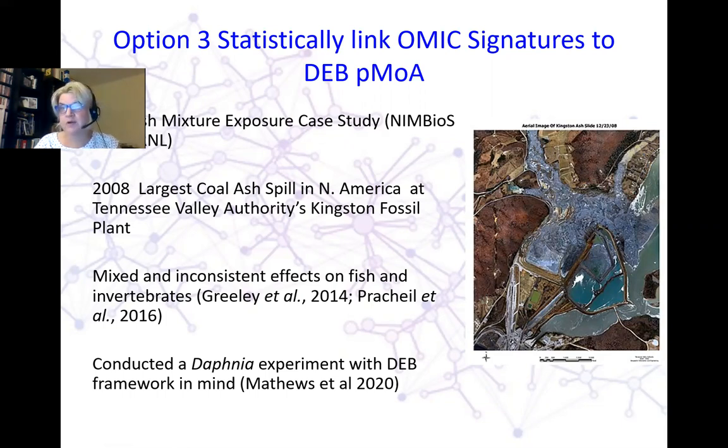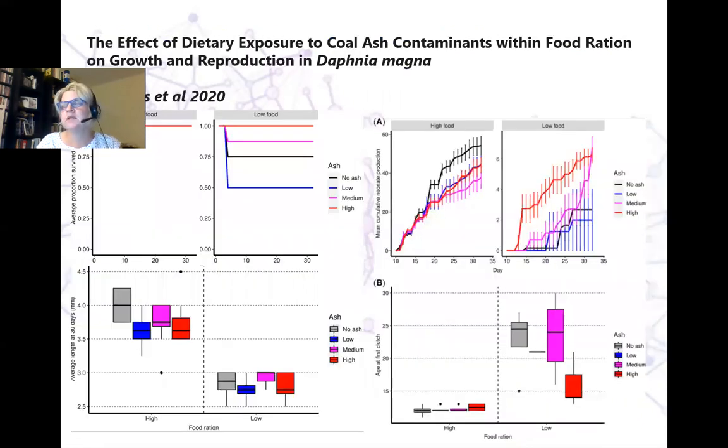There was a lot of cleanup associated, of course, and then some monitoring of it, and the data that came from it showed mixed and inconsistent effects on fish and invertebrates. Because we were just starting to work together as a group, we decided to conduct a Daphnia experiment with this DEB framework in mind, to see if we could pick up any unusual signatures. This was done by Terry Matthews at Oak Ridge National Lab, with a lot of us contributing.